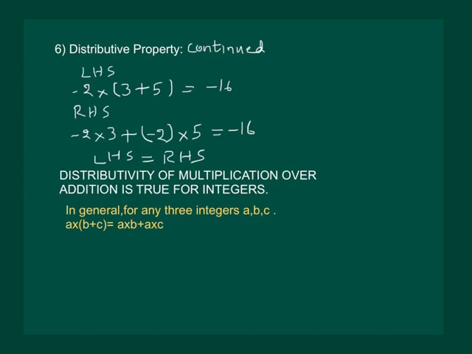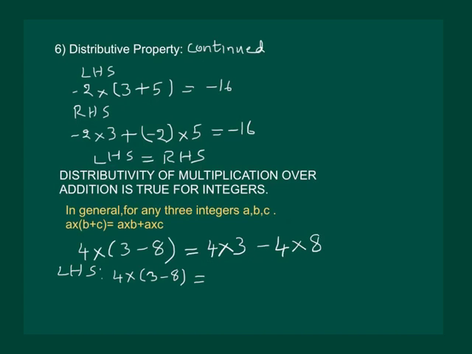Let us also see what happens if we have 4 into 3 minus 8. Let us check if we can distribute multiplication over subtraction. If we can prove left hand side equal to right hand side, then our work is done. So let us start with the left hand side. We get 4 into minus 5, which is equal to minus 20.